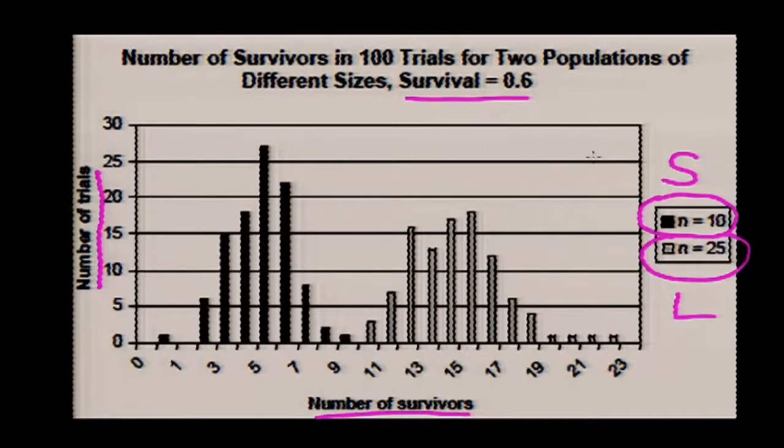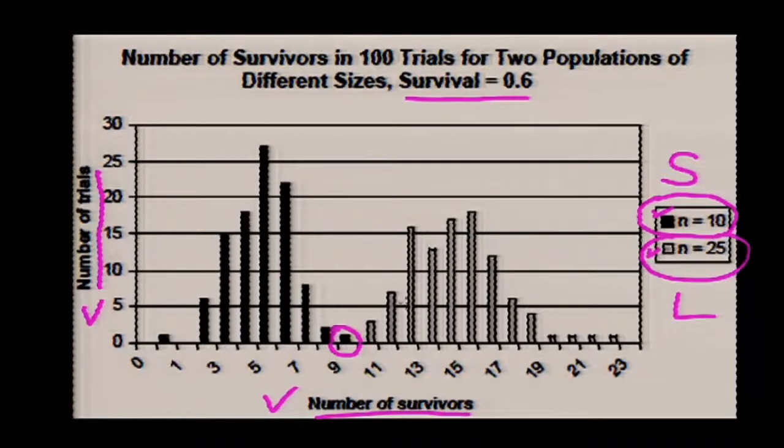So we've done that for our population of 10, and we've done that for our population of 25, and not only did we do it once, we did it 100 times. So we carried out this process 100 times, and that's what this graph summarizes. So you have the number of trials again on our y-axis and number of survivors on the x-axis. For our small population, you can see here we had, it looks like, just 1 or 2 trials that resulted in actually 10 individuals surviving to the next year.